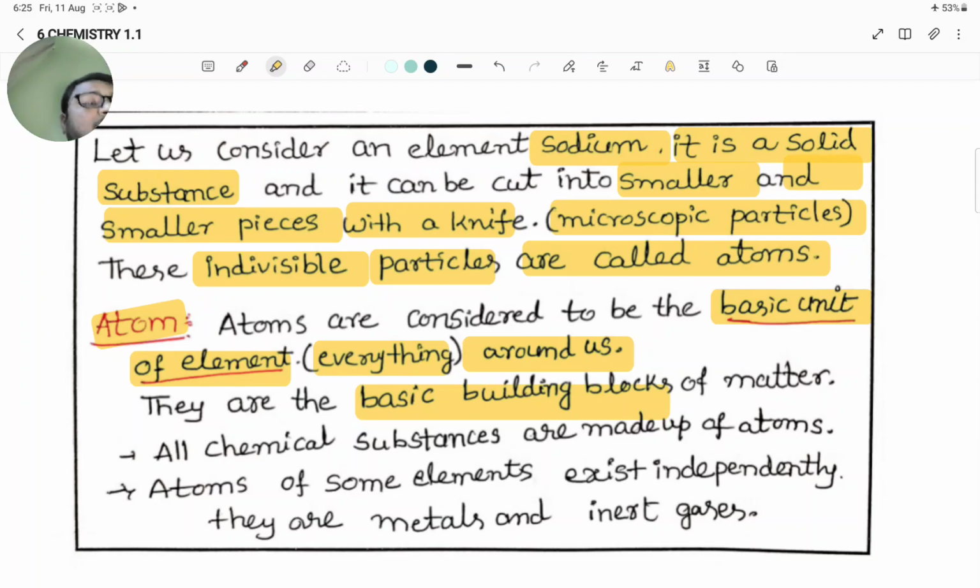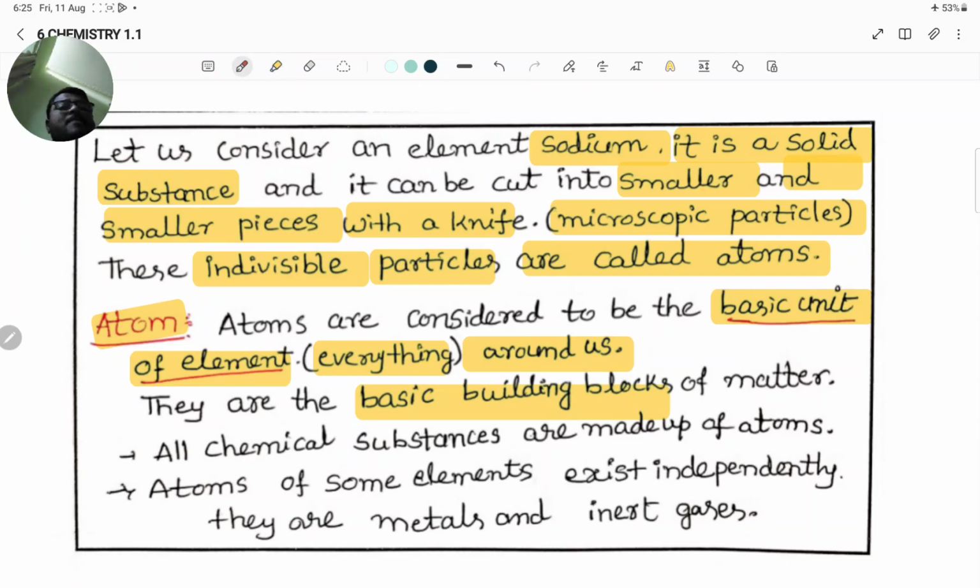All chemical substances are made up of atoms only. All matter is also made up of atoms only. That's why all chemical substances are made up of atoms.